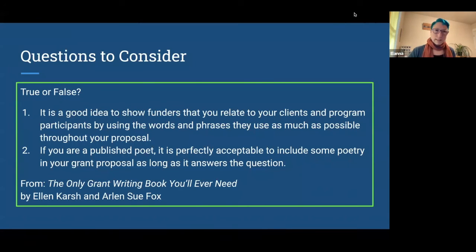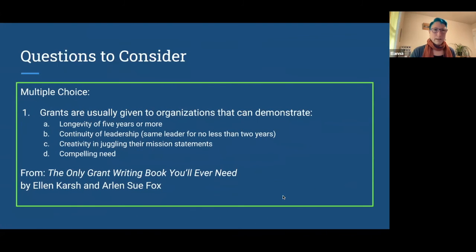Here we go. And then a multiple choice. So grants are usually given to organizations that can demonstrate one of these things. So A, longevity of 5 years or more. B, continuity of leadership. Same leader for no less than 2 years. C, creativity in juggling their mission statements.